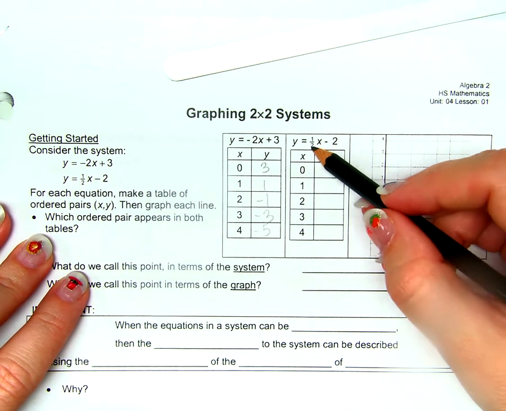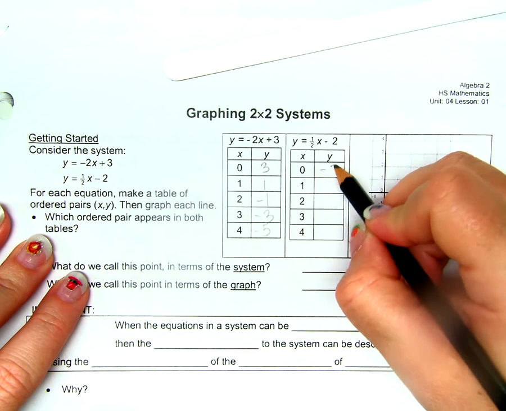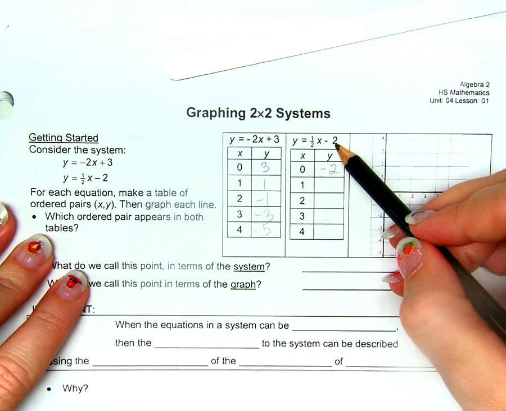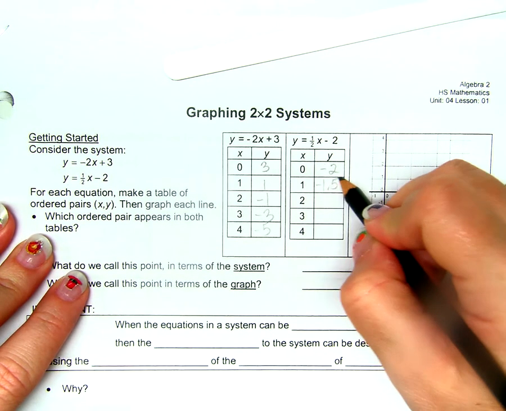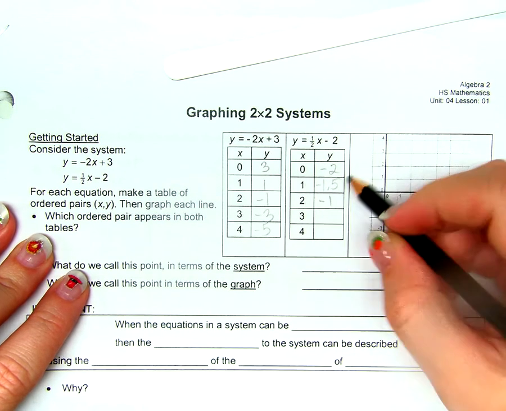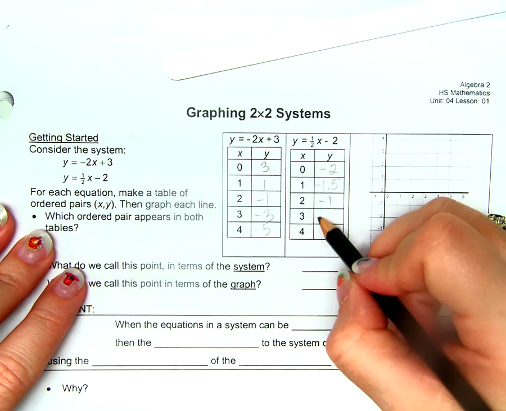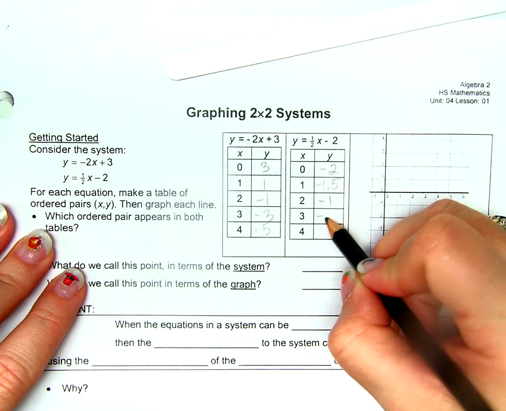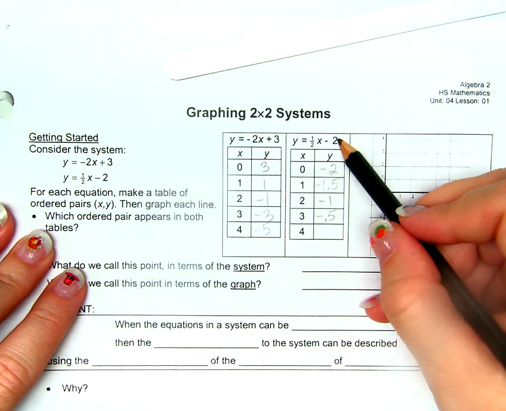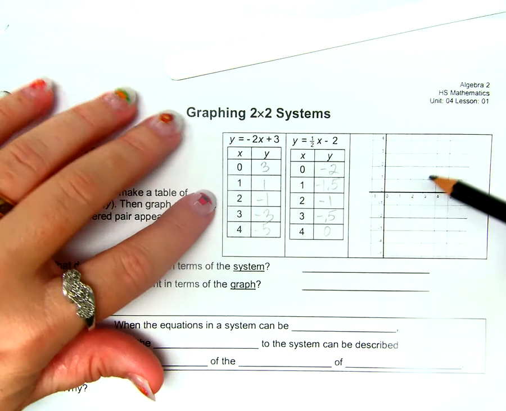If x is 0, half of 0, minus 2. Negative 2. Half of 1, 0.5 minus 2, negative 1.5. Half of 2, 1 minus 2, negative 1. Half of 3, 1.5 minus 2, negative 0.5. And half of 4, 2 minus 2, 0. Now graph these. Okay, plot these points.